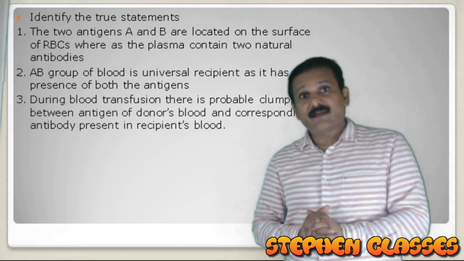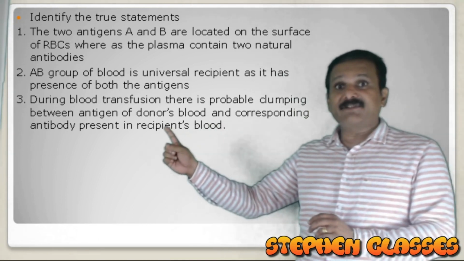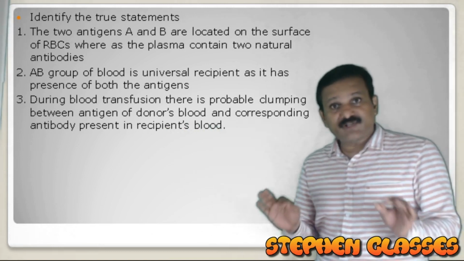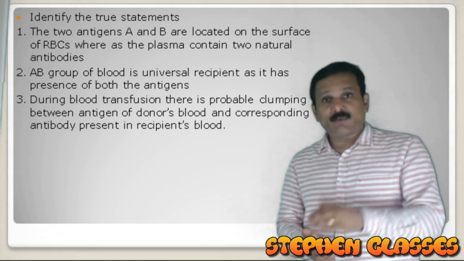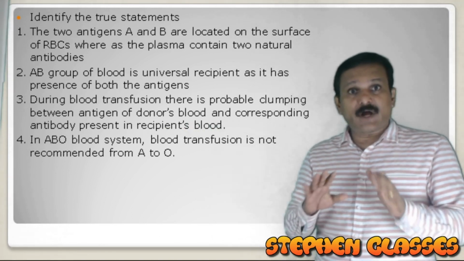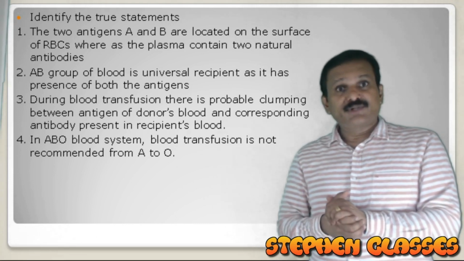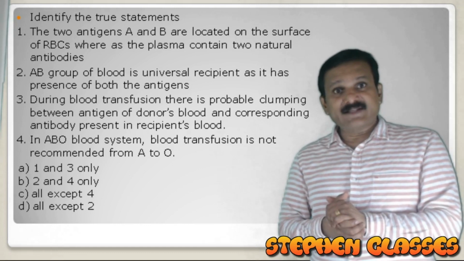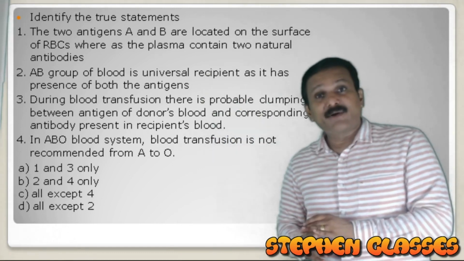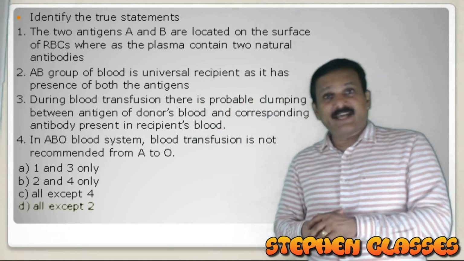What about the third one? During blood transfusion, there is probable clumping between the antigen of the donor and the corresponding antibody present in the recipient blood. This is very much true. So this is a true statement. What about the next one? In ABO system, the blood transfusion is not recommended from A to O. So this is also true. So our answer will be option D here because only the second statement is wrong. Shall we move to our next question?